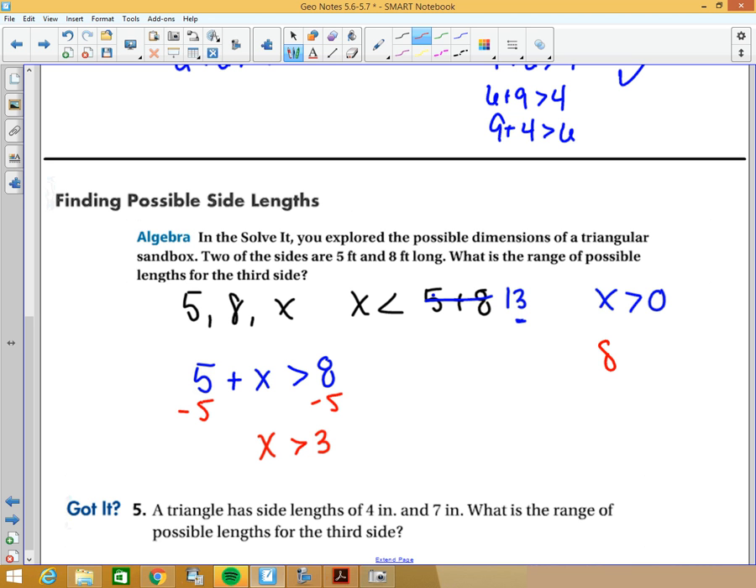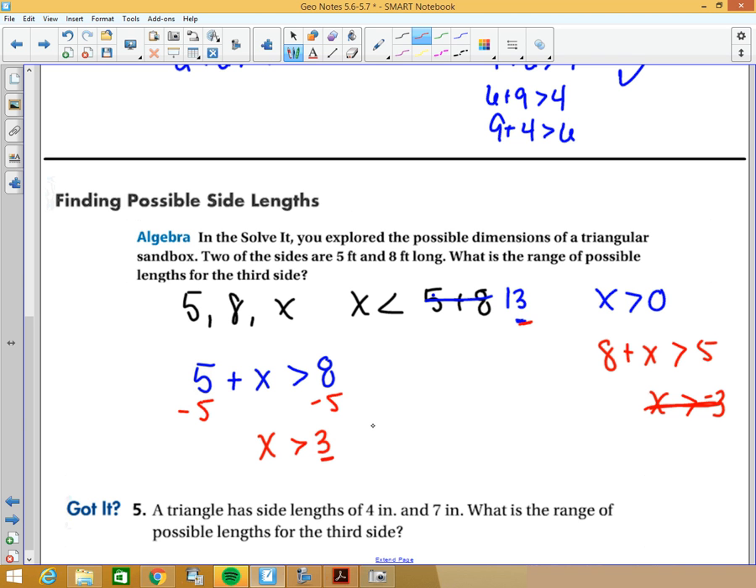If I said 8 plus x has to be greater than 5, what will my answer be for x? It's going to have to be greater than negative 3. Do you see that? Well, if it's got to be greater than 3, then it's already greater than negative 3, so you don't need that one. So this is going to be your range, 3 and 13.